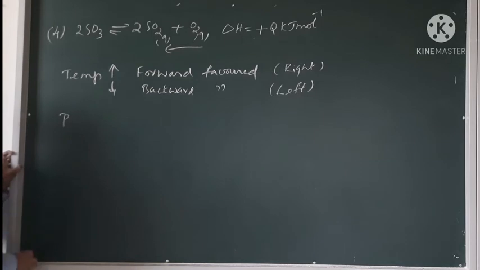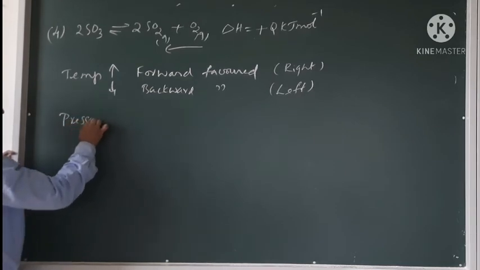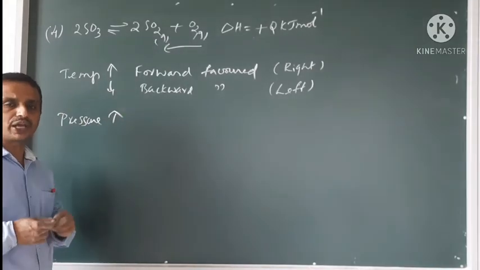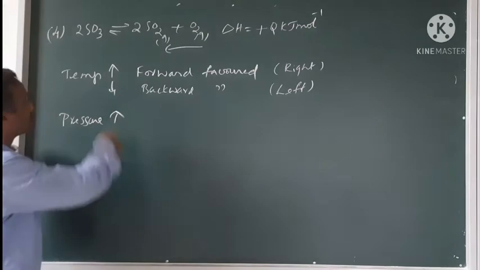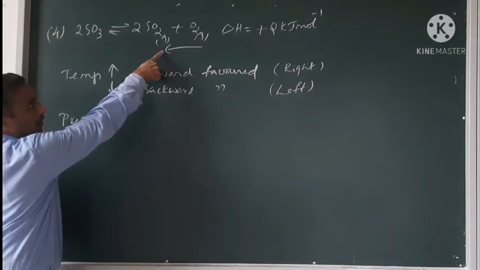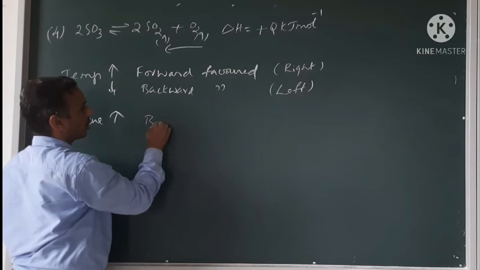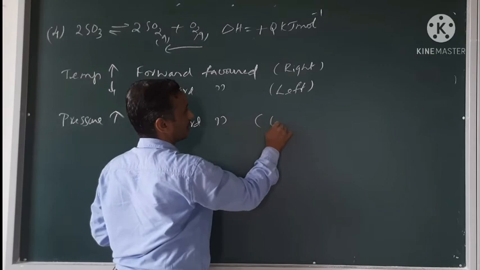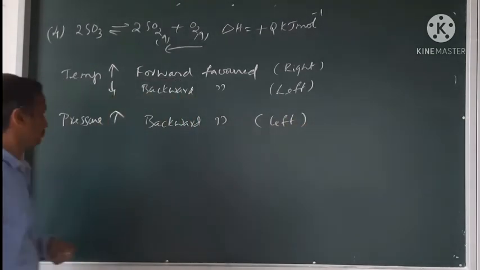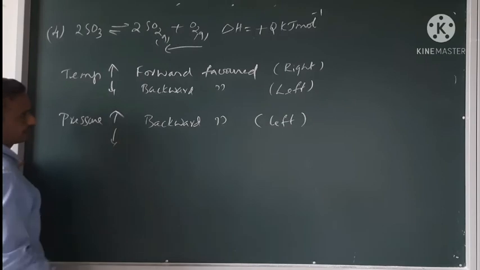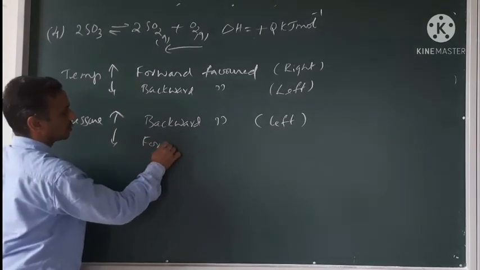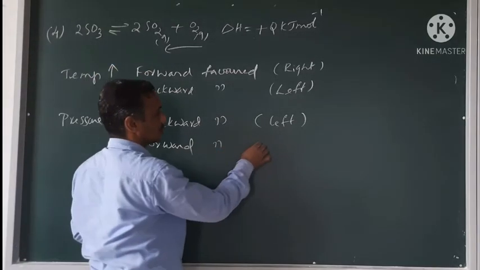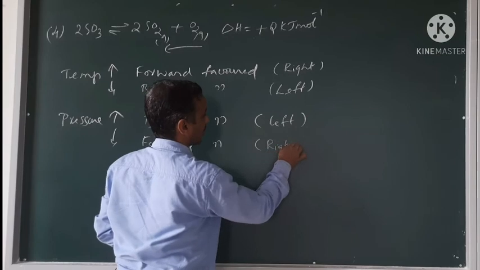Then pressure. Increase the pressure. When I increase the pressure, the reaction tries to decrease the pressure by decreasing the number of moles. 2 moles here, 3 moles in the product, means the backward reaction is favored, or the equilibrium will be shifted to the left. Pressure decreased. Forward will be favored, to do what? Increase the number of moles. So it will be shifted to the right.